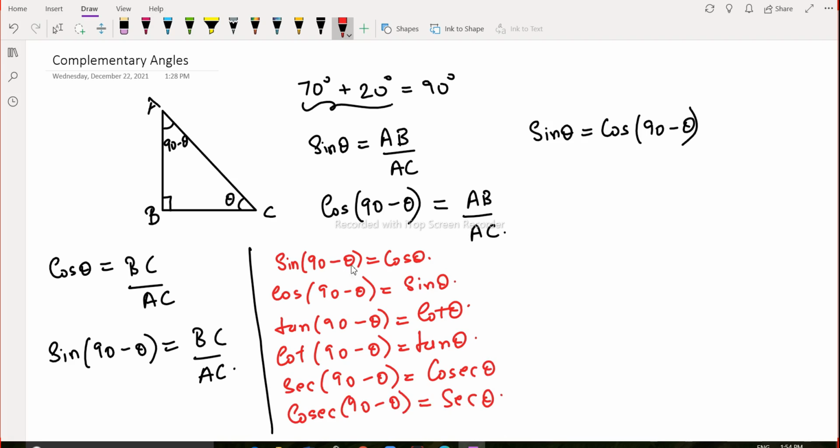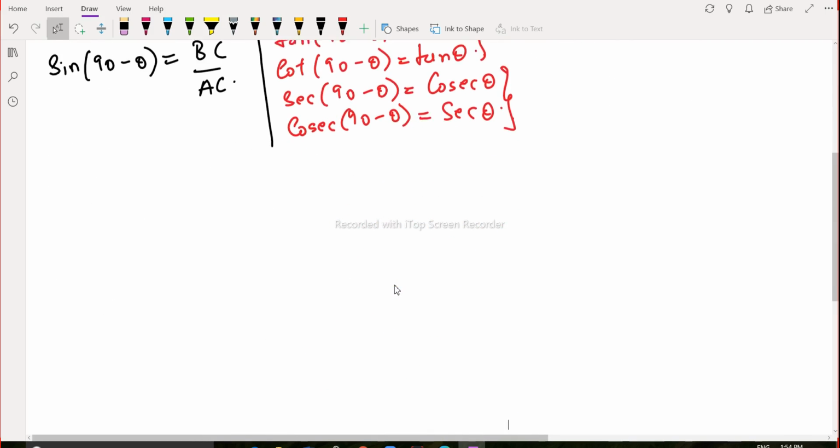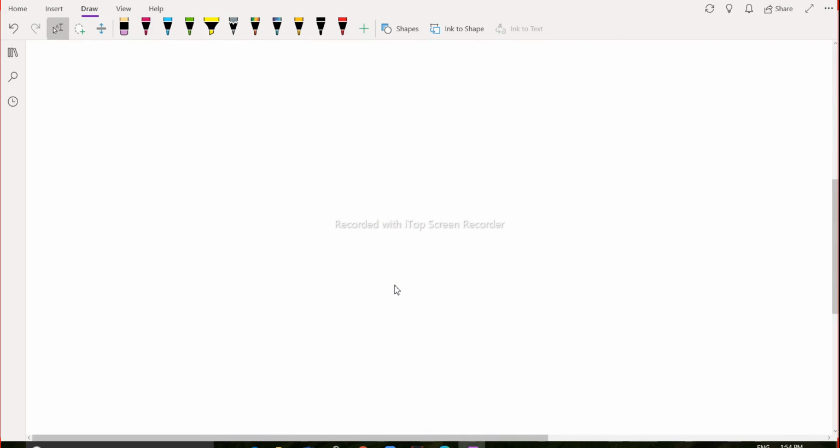Do not confuse this with the reciprocals. At times we do confuse it with the reciprocals. If you check here, tan and cot are reciprocals of each other. However, sine, cos and sec, cosec are not reciprocals of each other. So don't confuse this with the reciprocals. Now, how can we use this concept in questions? Let's try a few sums and see how we can use this concept to solve questions.